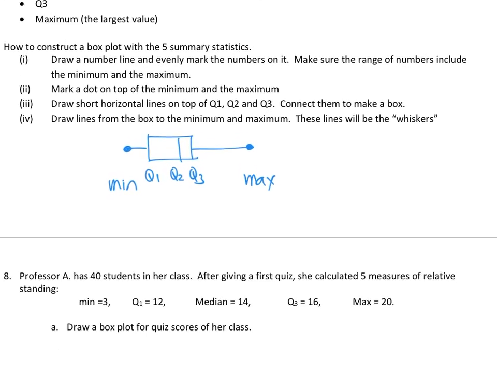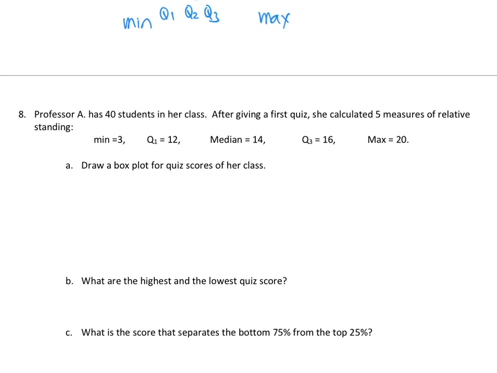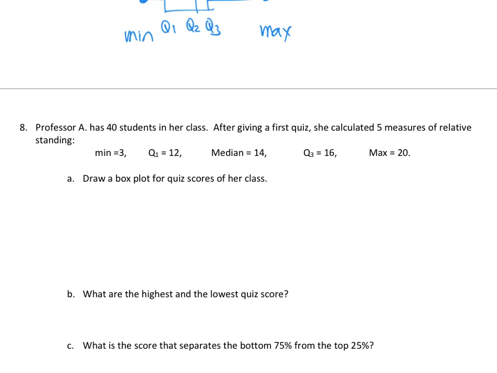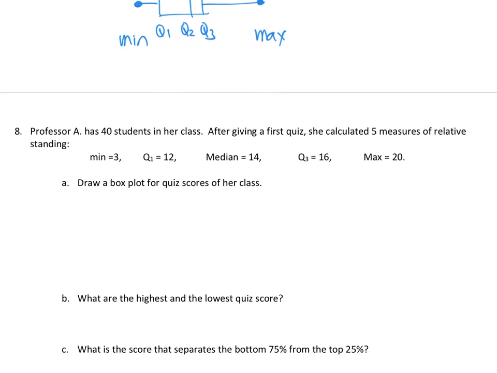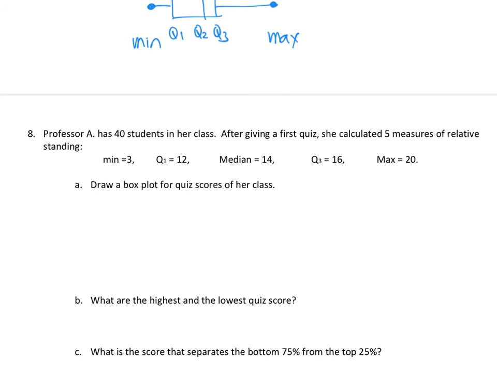So let's actually look at the question here. A professor has 40 students. After the quiz, she summarized the 5 summary statistics. Draw a box plot. Okay, so first I'm going to draw a line.